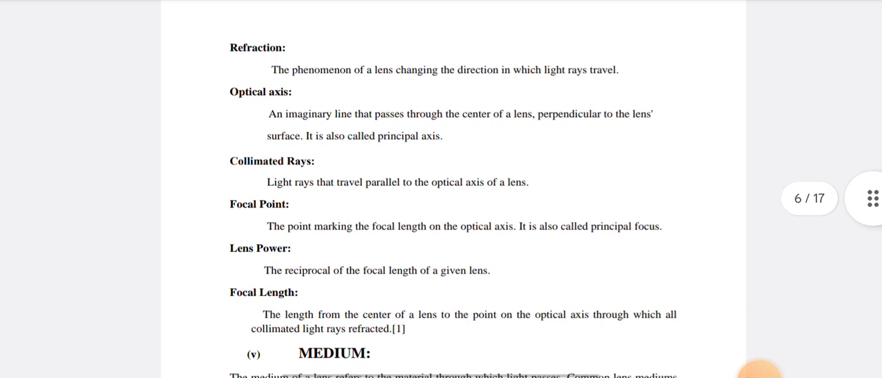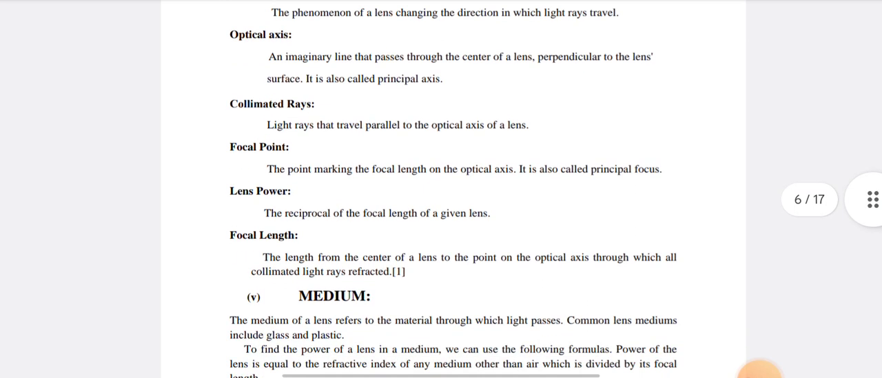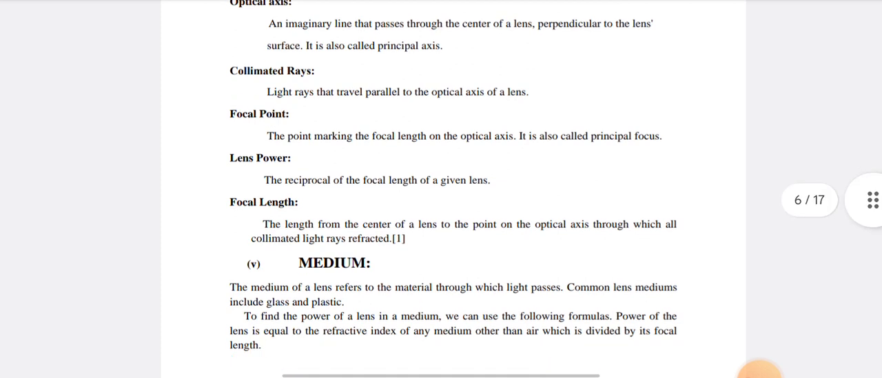Collimated rays: light rays that travel parallel to the optical axis of a lens. Focal point: the point marking the focal length on the optical axis. It is also called principal focus. Lens power: the reciprocal of the focal length of a given lens.